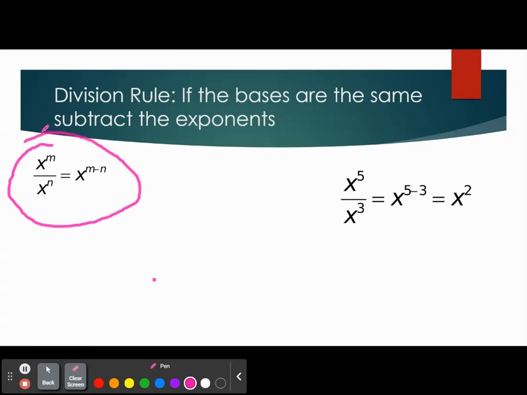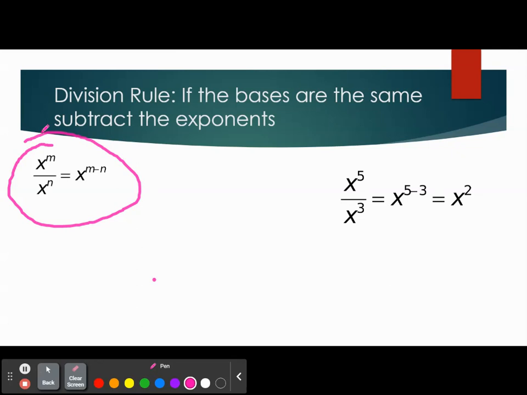So underneath the division rule, you need to write this. x to the m power divided by x to the nth power equals x to the m minus n. And then I have an actual example for you to write down beside that. Instead of going through all that work, if you have x to the 5th divided by x to the 3rd, that equals x to the 5 minus 3. Well, 5 minus 3 is 2, so it equals x squared.